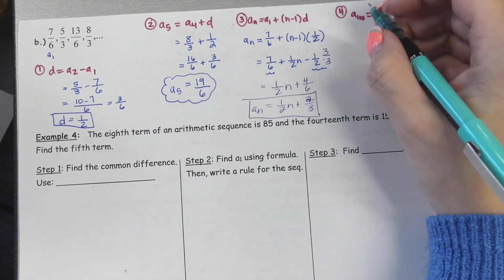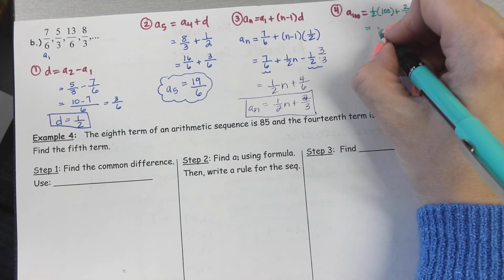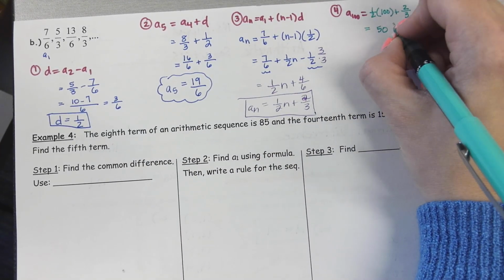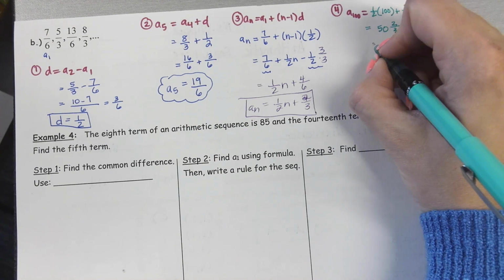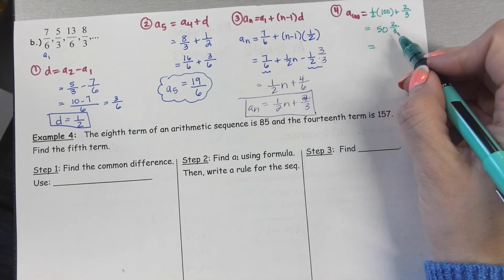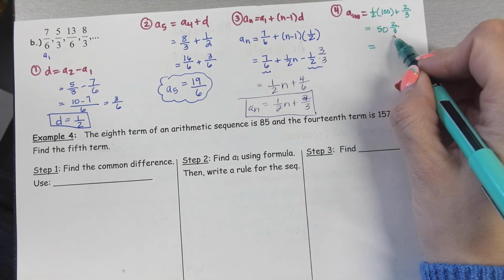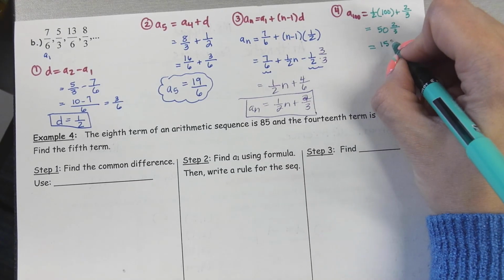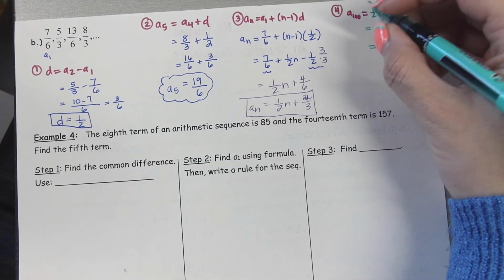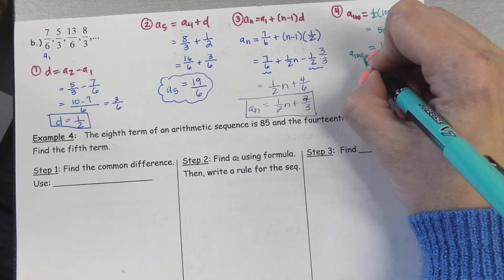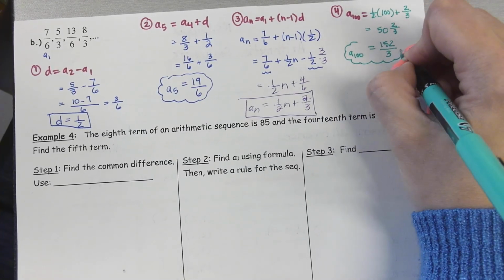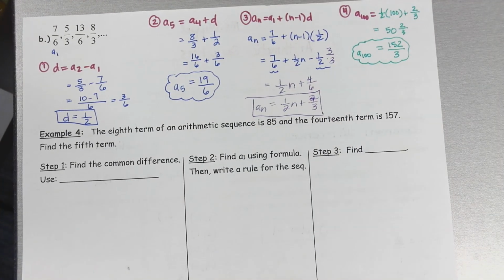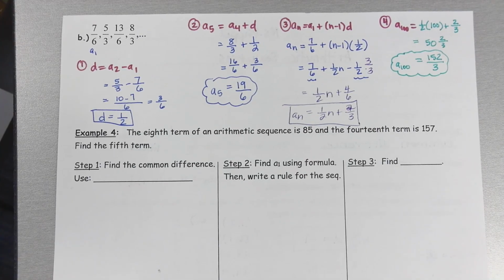Now you can decide how you want to do this. 100 times 1/2 is 50 plus 2/3, so it's just 50 and 2/3. You could just change it from the mixed number, 3 times 50, 150 plus 2. And you are going to want to leave these as improper fractions. All right. Any questions for me on that?